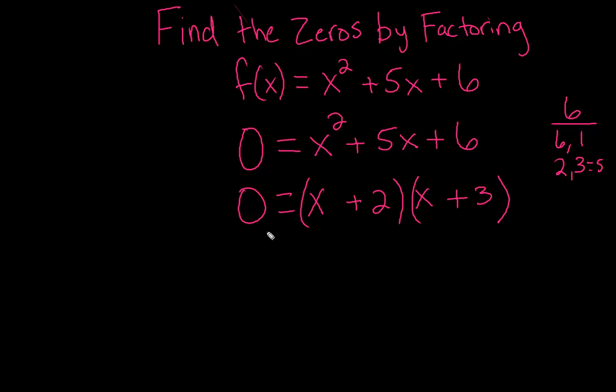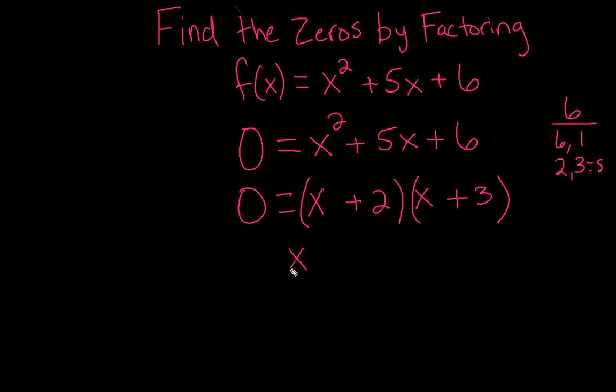Well, if we think about this, we use something here called the zero product property. And it essentially says in order for this times this to equal 0, either x plus 2 has to be equal to 0 or x plus 3 has to be equal to 0. Well, that's easy enough. Let's just set each one equal to 0.